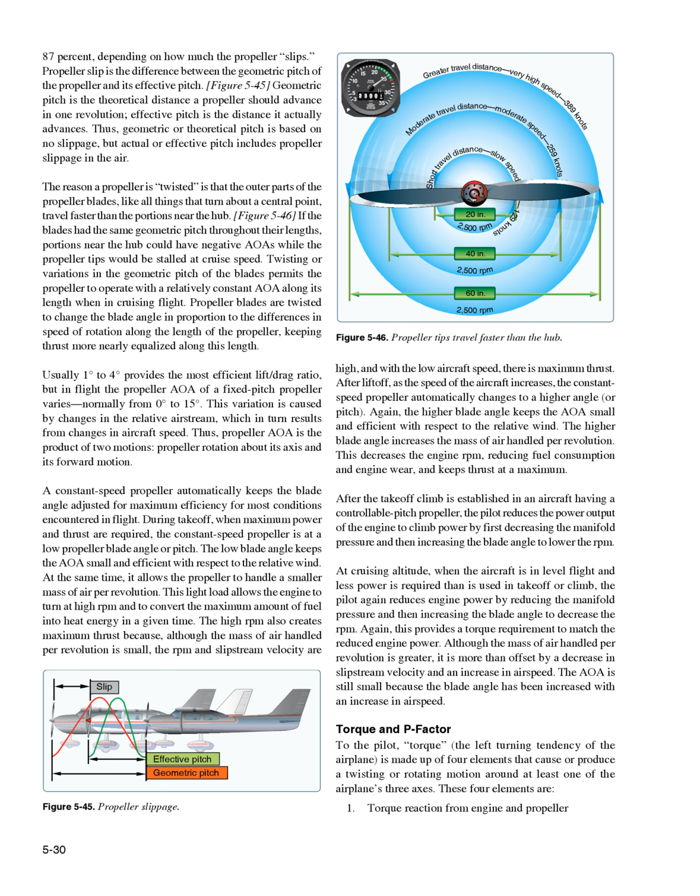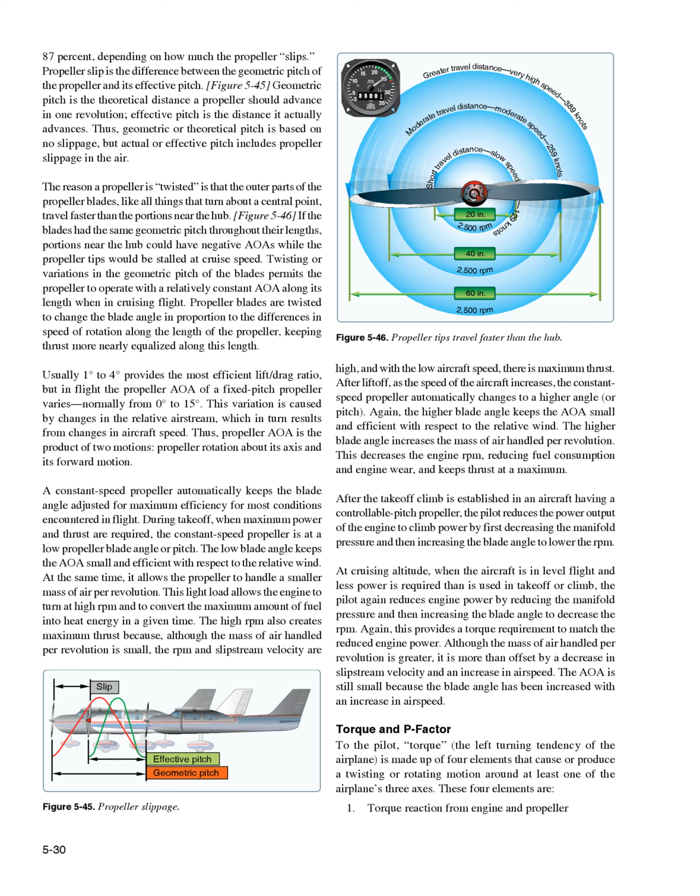Thus, propeller AOA is the product of two motions, propeller rotation about its axis and its forward motion. A constant speed propeller automatically keeps the blade angle adjusted for maximum efficiency for most conditions encountered in flight. During takeoff, when maximum power and thrust are required, the constant speed propeller is at a low propeller blade angle or pitch. The low blade angle keeps the AOA small and efficient with respect to the relative wind. At the same time, it allows the propeller to handle a smaller mass of air per revolution.